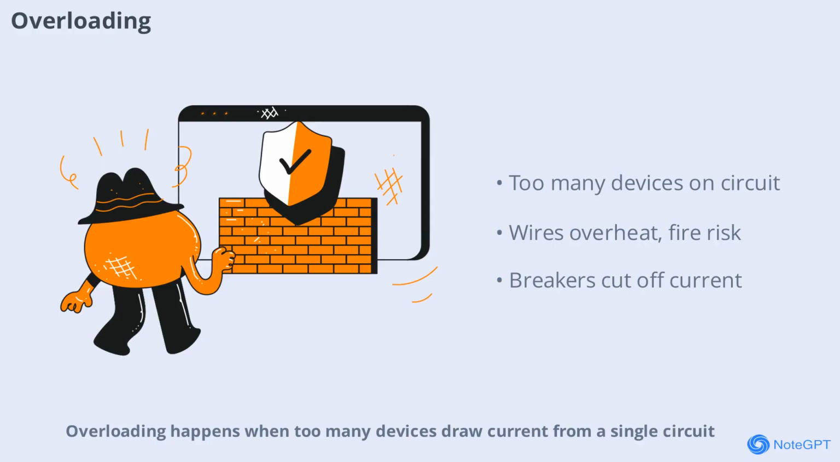Overloading happens when too many devices draw current from a single circuit, exceeding its safe limit. This can cause wires to overheat, leading to fires or damage. Circuit breakers and fuses are installed to prevent overloading by cutting off the current when it gets too high. Avoiding overloading is essential for maintaining electrical safety at home and in workplaces.